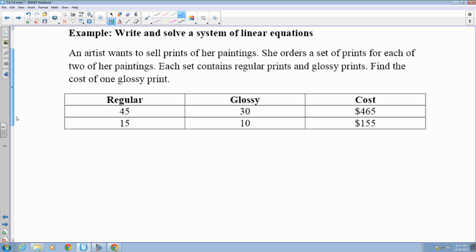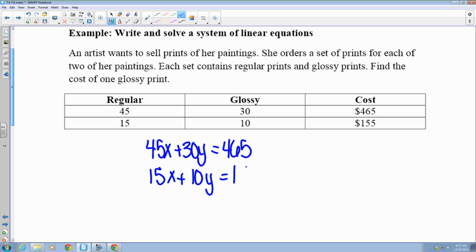Okay, last problem. We have an artist who wants to sell prints of her paintings. She orders a set of prints for each of her 2 paintings. Each set contains regular and glossy prints. Find the cost of one glossy print. So we have one of our equations is 45x plus 30y equals 465, and the other is 15x plus 10y equals 155, and we want to use substitution or elimination to solve this.